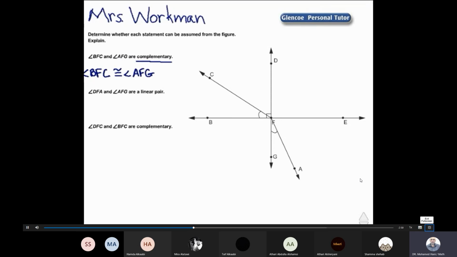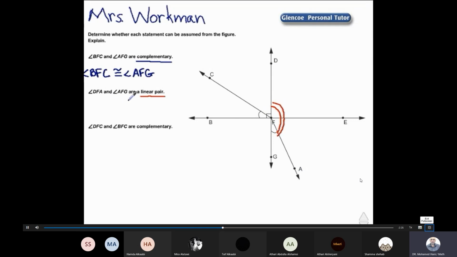And let's look at the second statement. Angle DFA and angle AFG are a linear pair. If they are a linear pair, then they form a line. So let's check these angles out. Angle DFA is this angle right here.